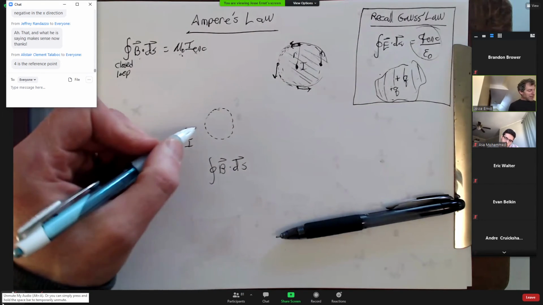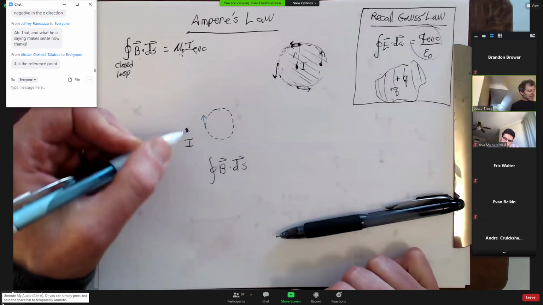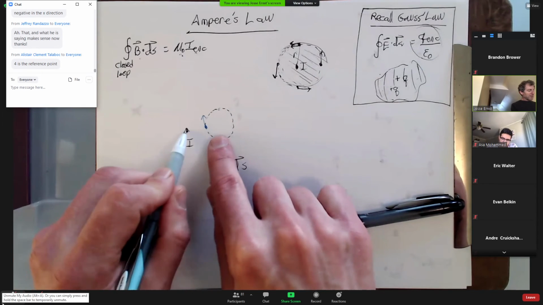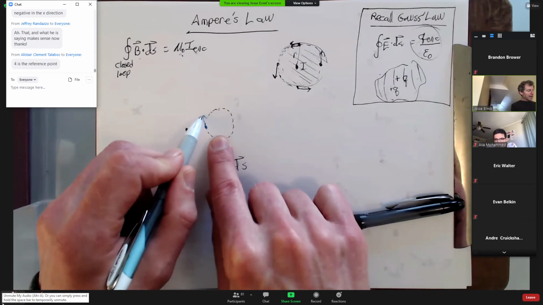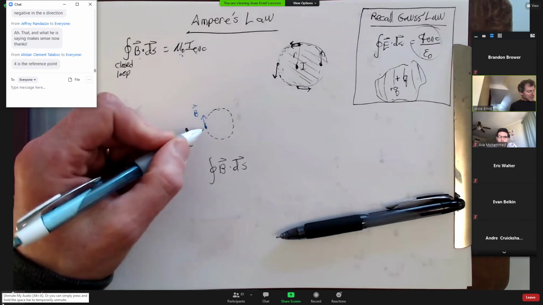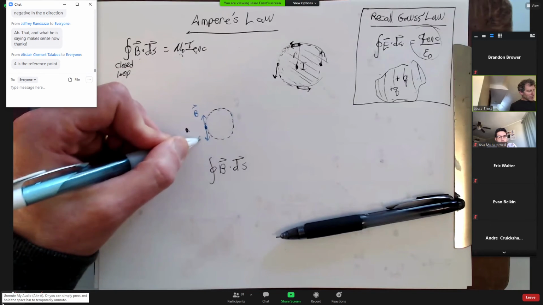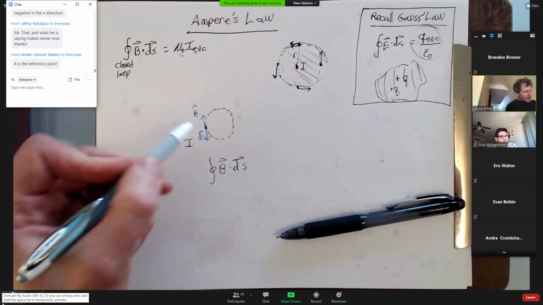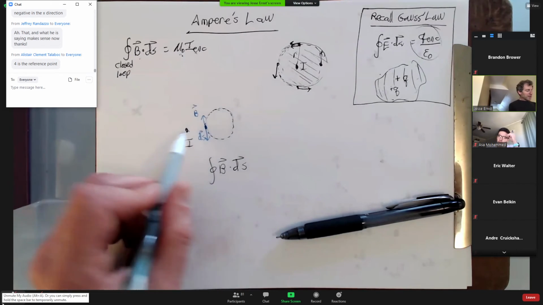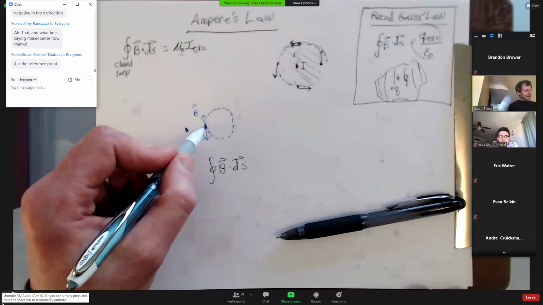Well, the B field from this wire will point up at this spot. I don't care that you've imagined a circle here. The B field to the right of this wire, with current coming out of the page, is that way. So this is the B vector at this point. The ds vector, if I'm walking around the loop that way, points this way. So the contribution to B dot ds here is negative, because B is going that way and ds is going this way. Here, B dot ds is a negative quantity.